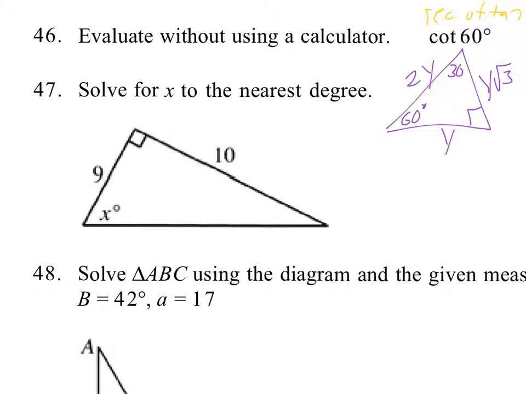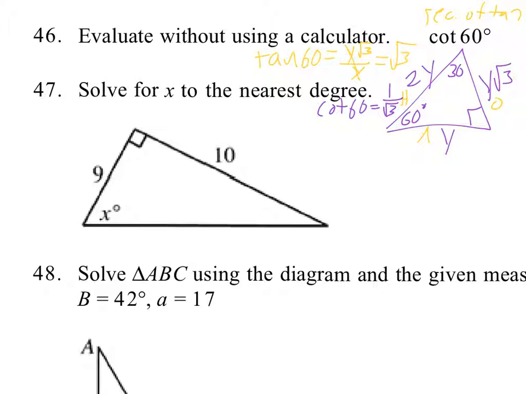Cotangent is the reciprocal of tangent, so it might be easier for us to find tangent first. That's opposite, that's adjacent, that's hypotenuse. And tangent of 60 would be y square root of 3 over y. The y's cancel out, leaving you with just square root of 3. Cotangent of 60 would be, if this is the square root of 3 over 1, cotangent of 60 would be 1 over the square root of 3.